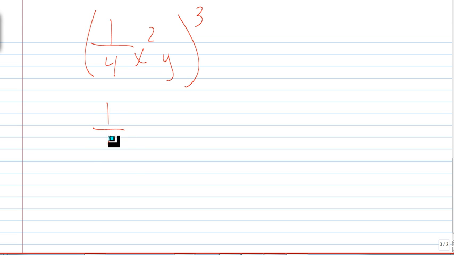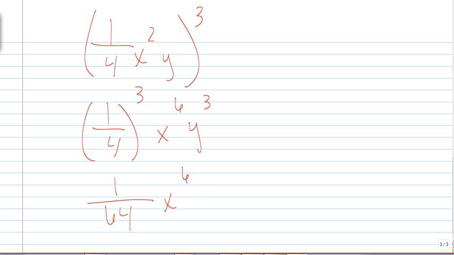So it'll be 1 over 4 to the third power, x to the sixth power, and y to the third power. Now let's go ahead and simplify down the 1 over 4. Okay, so that's 1 over 4 times 1 over 4 times 1 over 4. Remember that. So we have 1 over 64, x to the sixth, y to the third. Okay? And so what we just did was the power of a product rule.